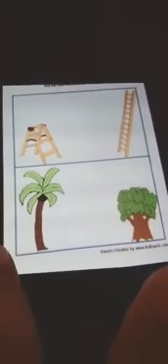Now next topic is more and less. More and less. So here you can see a picture of more and less. Okay. There are two jokers here, and one joker is holding more balloons and one is holding very less balloons.